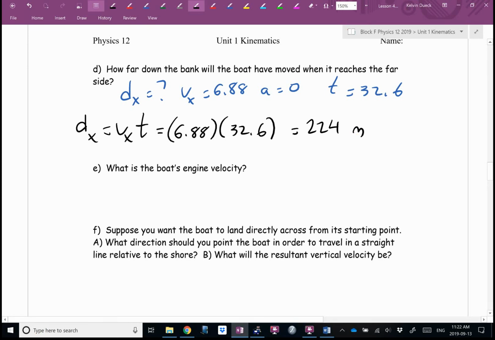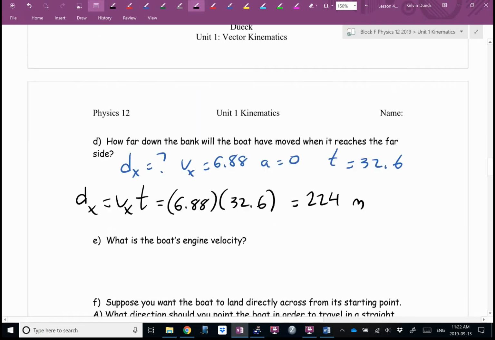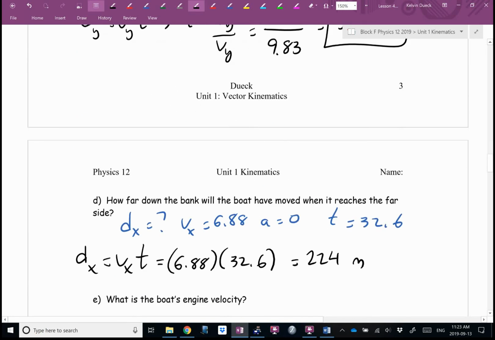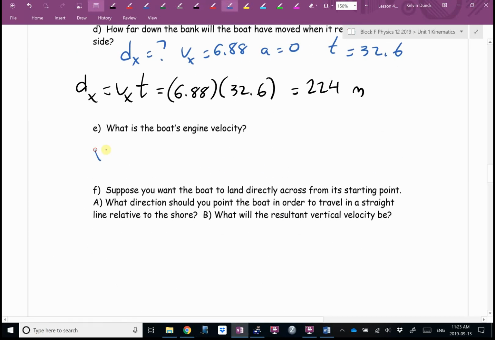What's the boat's engine velocity? I already know it. In this picture, it's going to be the 9.83. By the way, really what we're saying is this. Don't write this down. On your formula sheet, you have this equation: V engine plus V wind equals V ground.